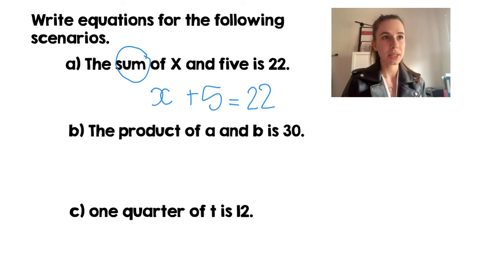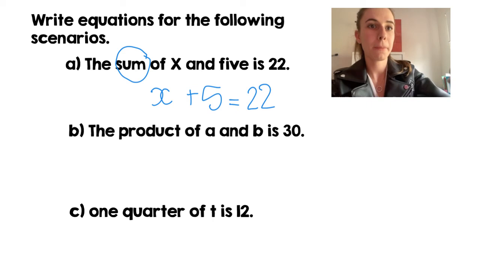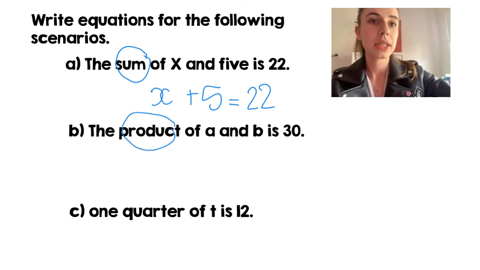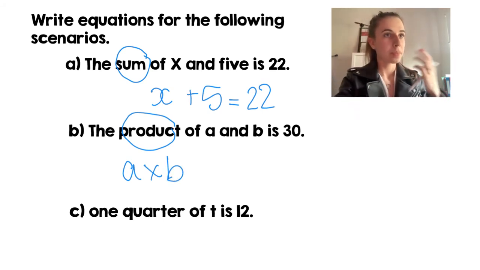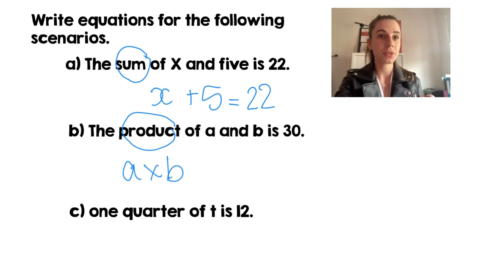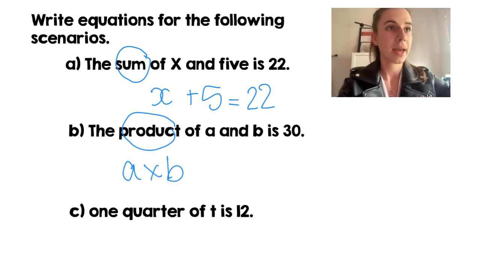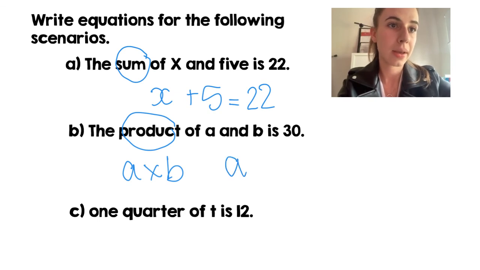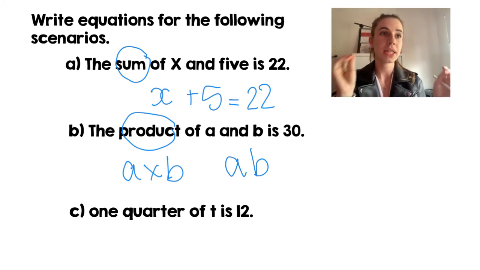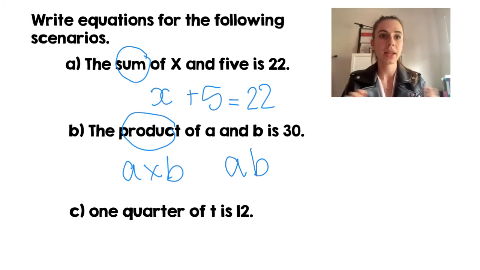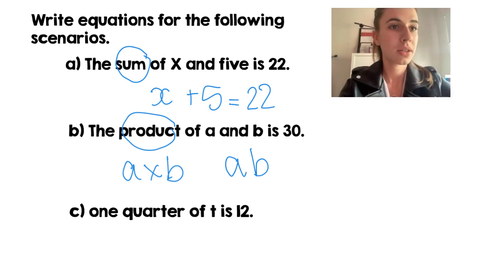Part C, the product of A and B is 30. So when we're talking about product, we're talking about multiplication. So what it's saying is A multiplied by B is 30. But remember, when we're multiplying pronumerals in algebra, there's a simpler way of writing it. A times B is actually the same as AB. It's a quick way of writing it, and we just know, because we're mathematicians, that there's a little invisible multiplication sign in the middle. So the product of A and B just equals 30.